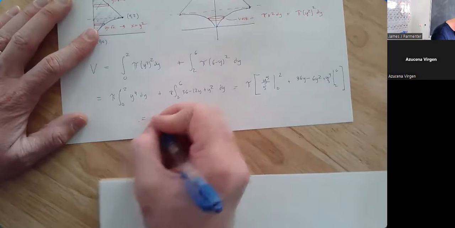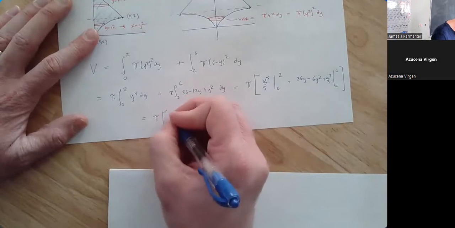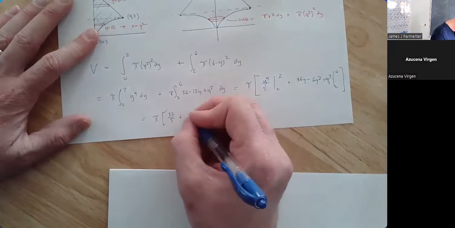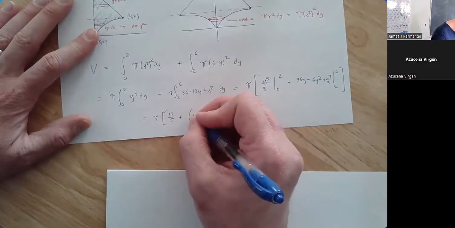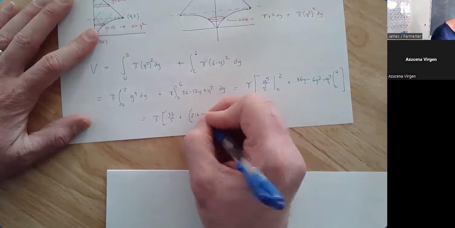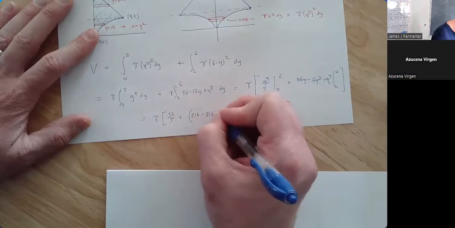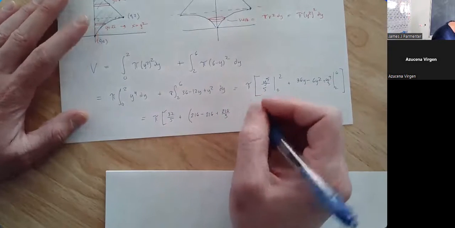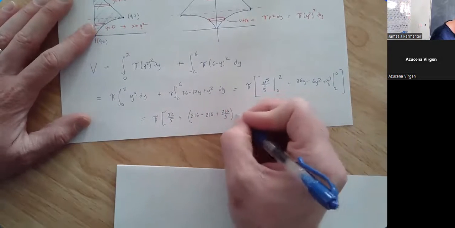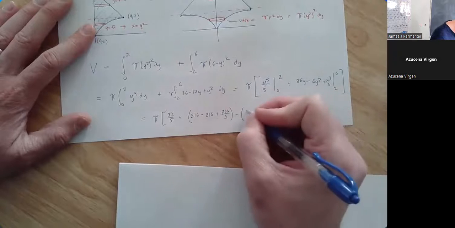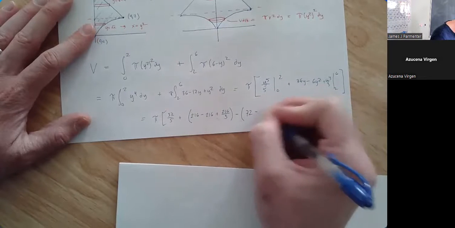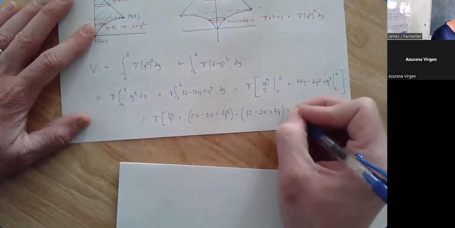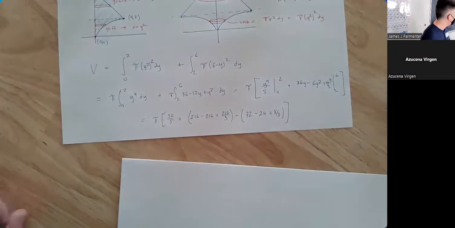So we're going to get pi times 32 over 5 plus a whole bunch of garbage. 36 times 6 is 216, minus 6 times 36 is 216, plus 6 cubed is 216 over 3. Minus, plug in 2, you get 36 times 2, which is 72, minus 6 times 4, which is 24, plus 8/3. And that's a number. Great. Done.